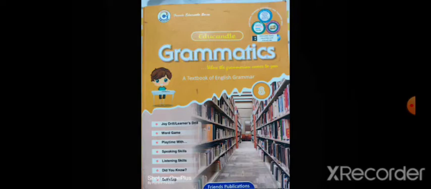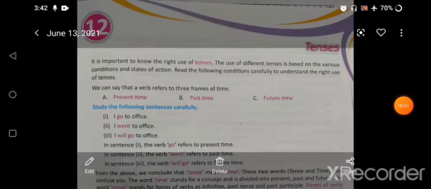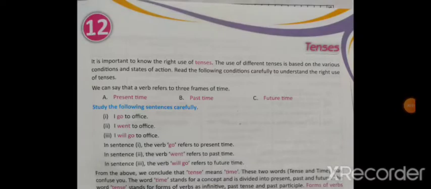So today I am here with the video of class 8 English, and today we are going to start chapter number 12, which is the tenses. Starting our new chapter number 12, tenses.